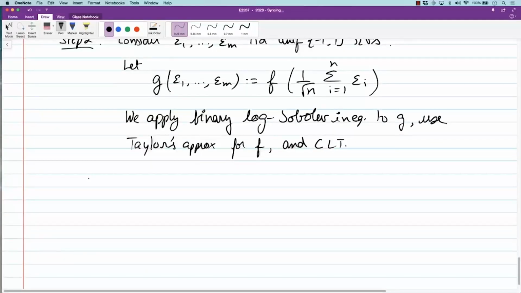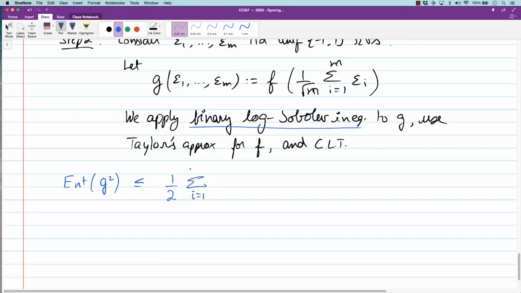So first step is by this binary log-Sobolev inequality. Let's see. Entropy of G square, viewed as a function of these m random variables, is less than or equal to half summation i equal to 1 to m expected value.